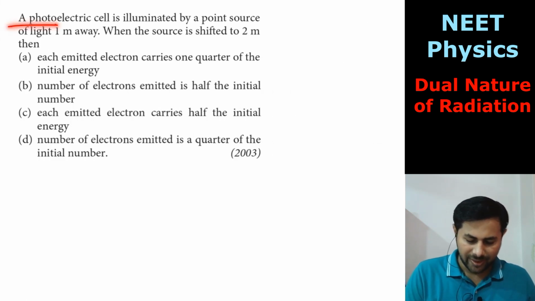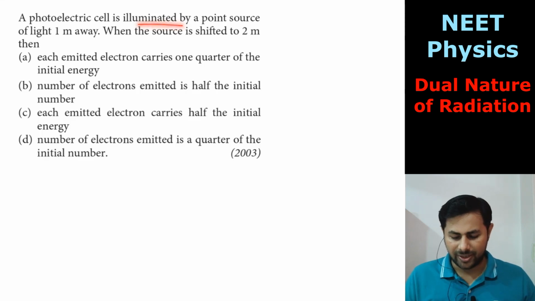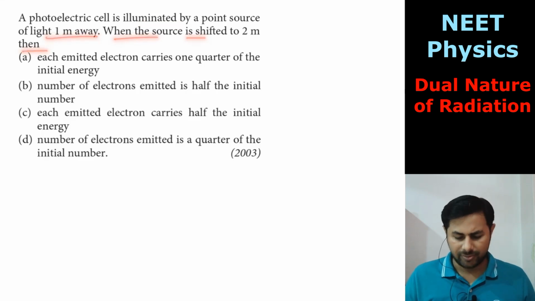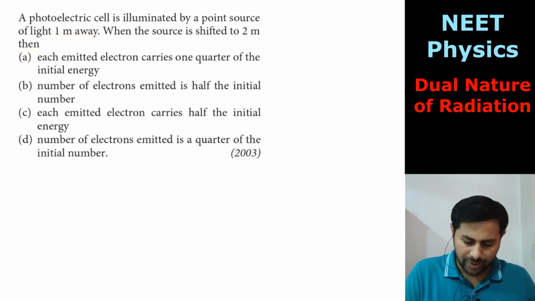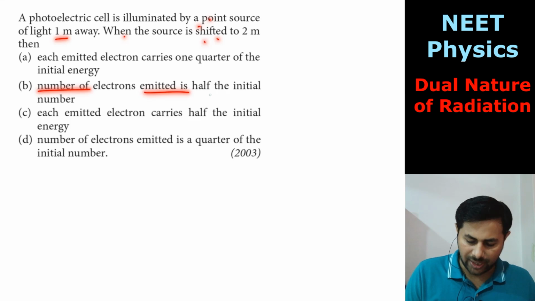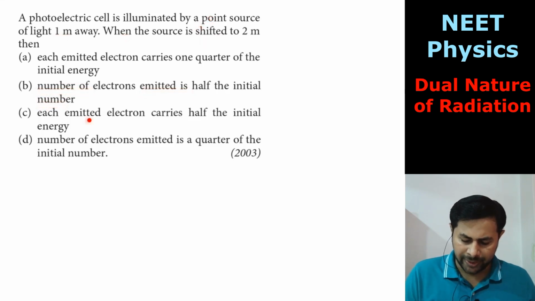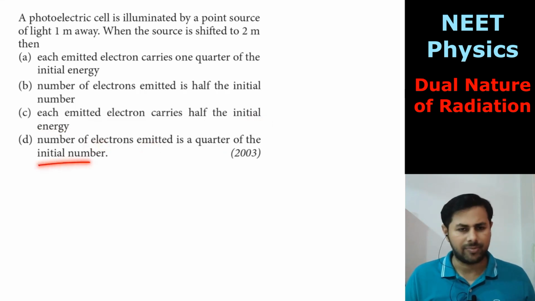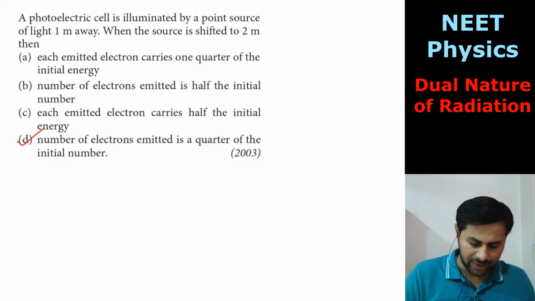Let's see the next one. A photoelectric cell is illuminated by a point source of light 1 meter away. When the source is shifted to 2 meters, then, okay, this is similar to the last problem, I guess. Each emitted electron carries 1/4 of the initial energy. That's not correct, right? Because you are not changing the source, you are just shifting the source. Number of electrons emitted is half the initial number. Each emitted electron carries half the initial energy. Again, not correct. Number of electrons emitted is a quarter of the initial number. Yeah, that's correct. Exactly similar to the last one.